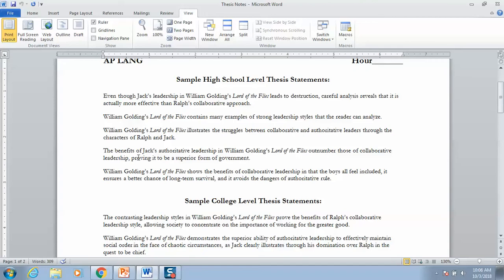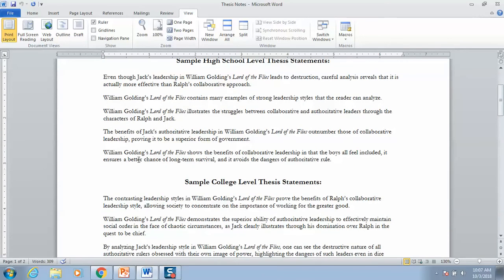This one down here: "The benefits of Jack's authoritative leadership outnumber those of collaborative leadership, proving it to be a superior form of government." So that's getting better. It at least states a claim, and you can see it's making an attempt at bringing something in from outside the book. It's just not quite there.